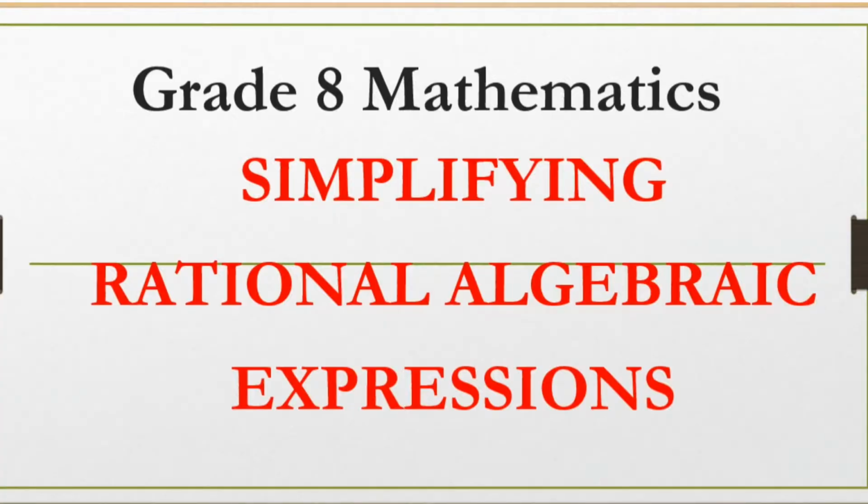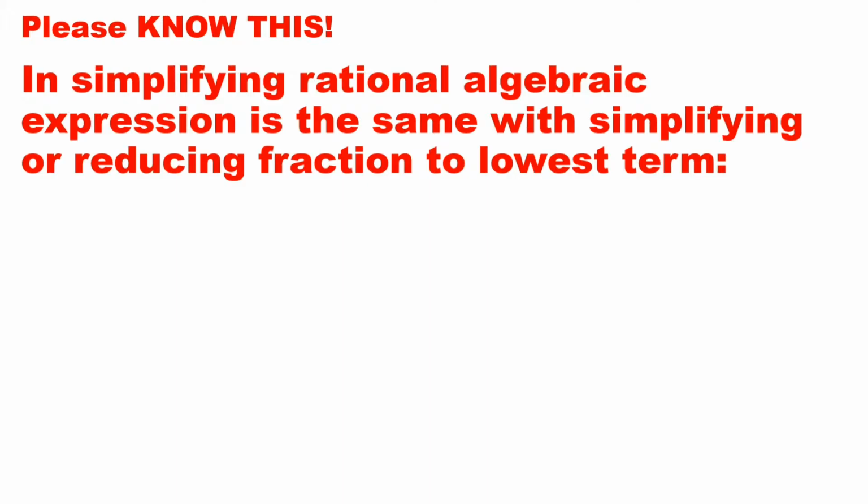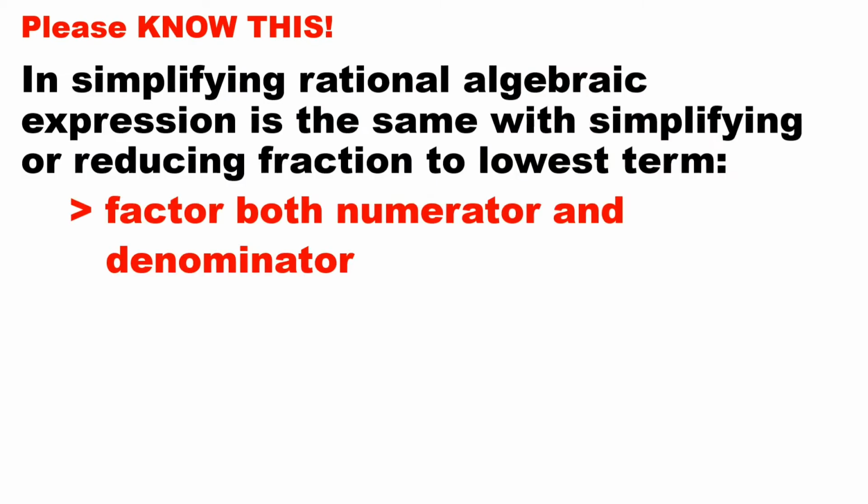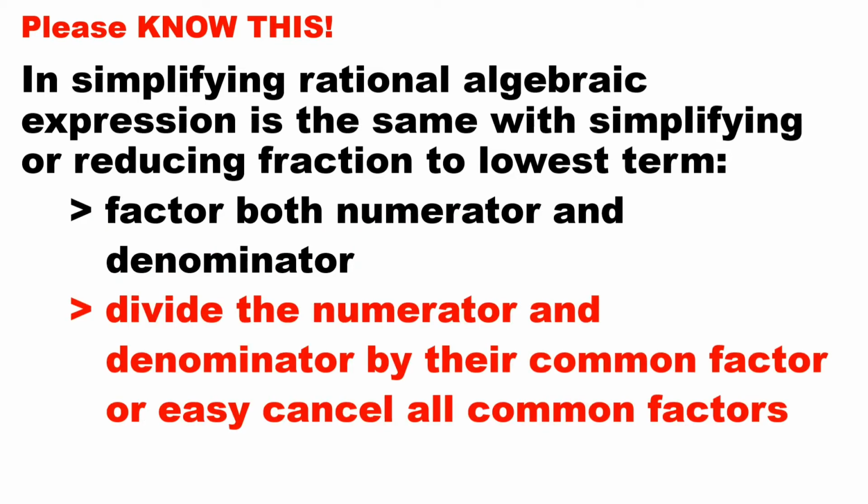For this video, I will discuss simplifying rational algebraic expressions for grade 8 mathematics. Simplifying a rational algebraic expression is the same as simplifying or reducing a fraction to lowest terms. Step 1, factor both the numerator and denominator. Step 2, divide the numerator and denominator by their common factor, or simply cancel all common factors.